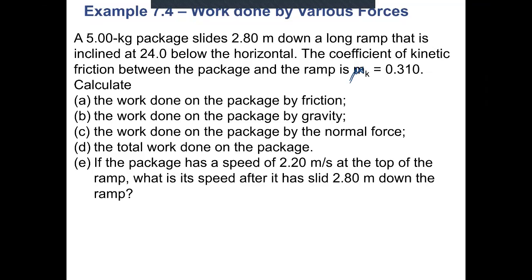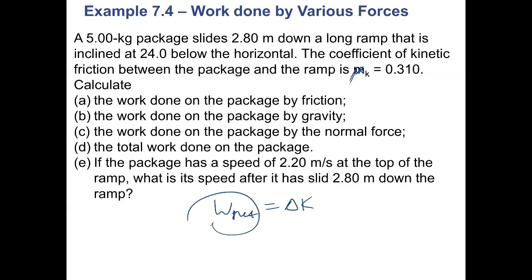And if the total work done is non-zero, that means now we know that the object will change its kinetic energy, using this net work, right? Or total work is equal to delta K. Remember, if this is not zero, it means your kinetic energy will change. So we're given that if the package has a speed of 2.2 meters per second at the top of the ramp, what is its speed after it has slid 2.8 meters down the ramp?